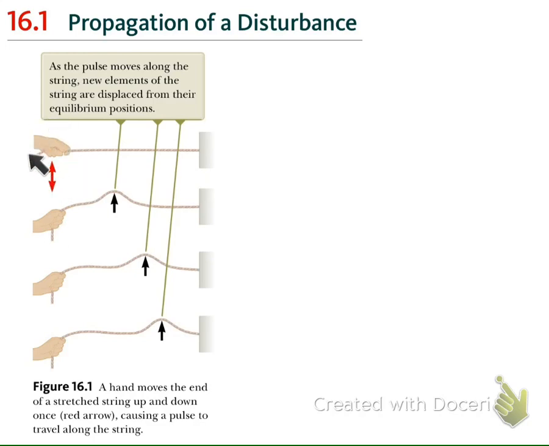In this case, you can see that the hand gives the disturbance to the medium, which is the string in this case, and this disturbance causes the motion of the medium. That is, if this is a pulse, the medium moves up like this, and this disturbance moves along the string, and this is a kind of wave motion. You do the disturbance to the medium, and this disturbance propagates through the medium.